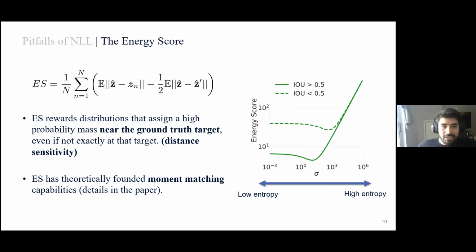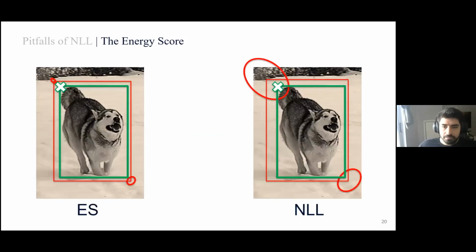The energy score is not just an equation that we decided to use. It is theoretically founded with moment matching capabilities. In fact, it is shown to be equivalent to the maximum mean discrepancy. Basically, it's only zero if the predictive distribution is exactly equal to the data generating distribution. So, what does all of this intuitively mean in the context of object detection?